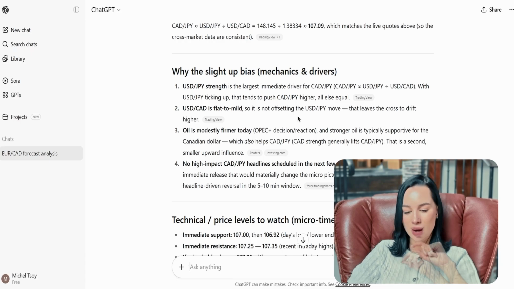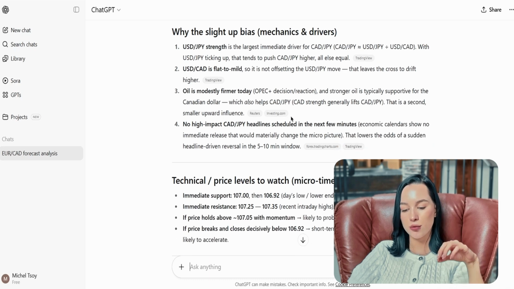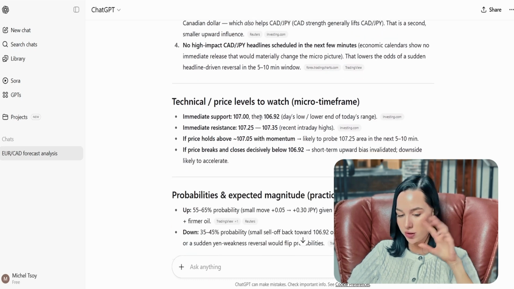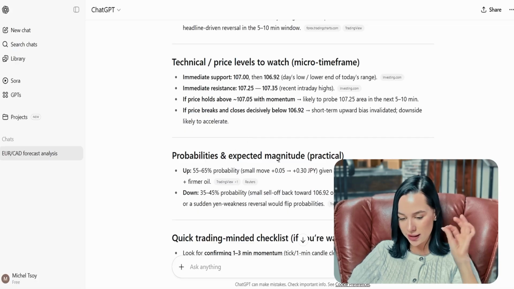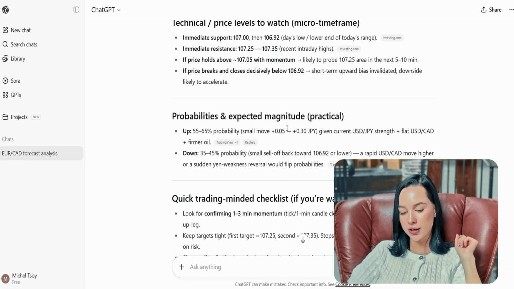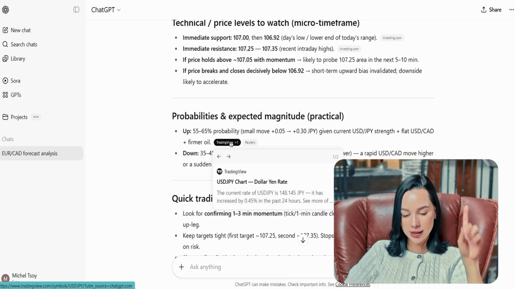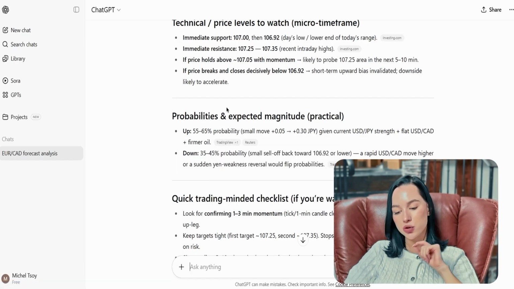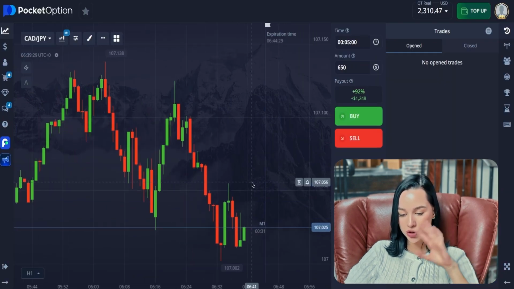Okay, pretty interesting. For US dollar/Japanese yen, strength is the largest immediate driver for Canadian dollar/Japanese yen, with the American dollar and Japanese yen picking up, which tends to push CAD/JPY higher, all else equal. Also, US dollar/Canadian dollar is flat to minus, so it is not offsetting the USD/JPY move, which leaves the cross to drift higher. Next, oil is modestly firmer today, and stronger oil is typically supportive for the Canadian dollar, which also helps CAD/JPY.